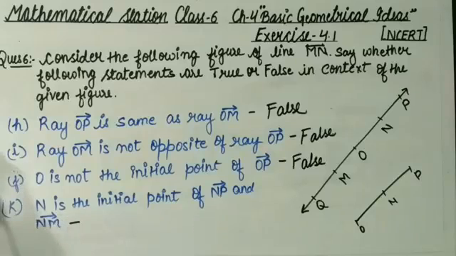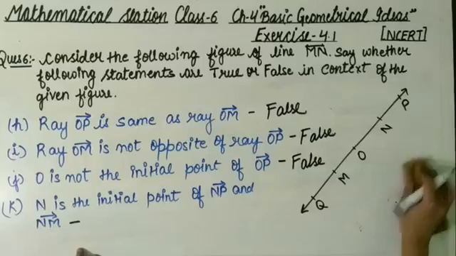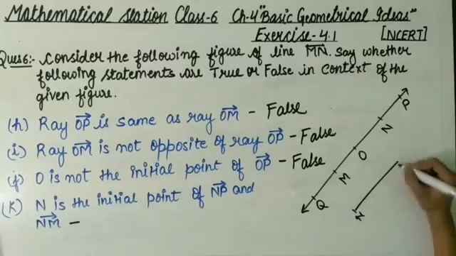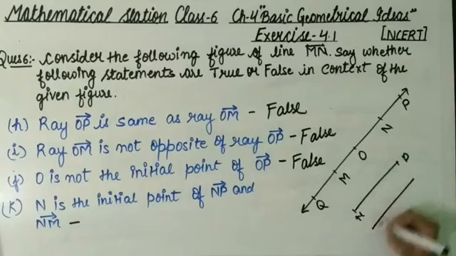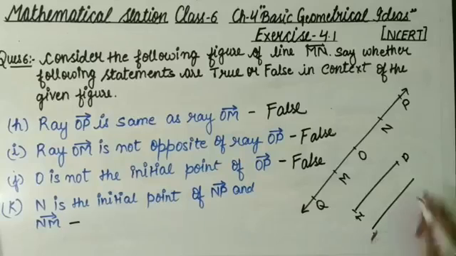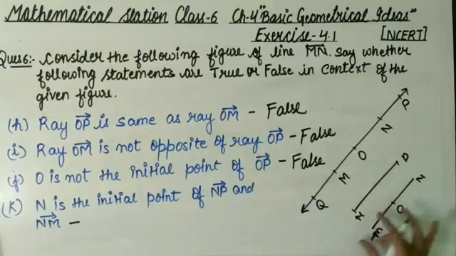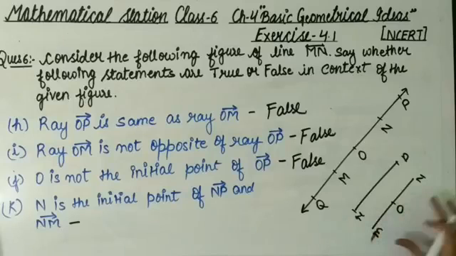Next is: N is the initial point of NP and NM. If we see both rays NP and NM, then N will be the initial point of both rays. NP starts from N and NM starts from N. This statement is true. So we have to write true here.